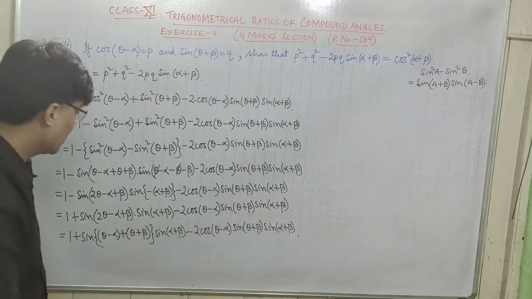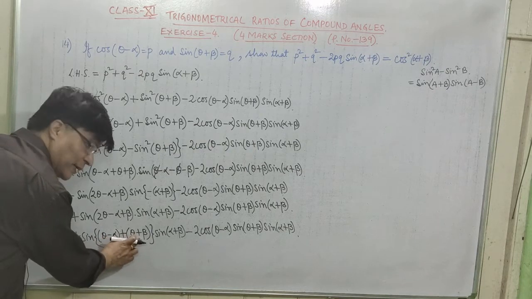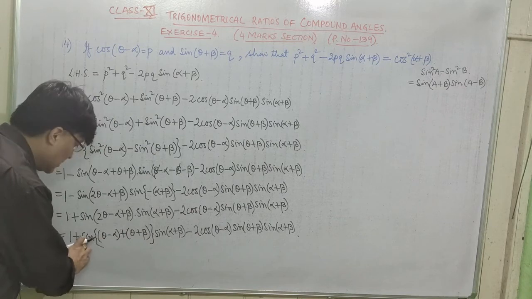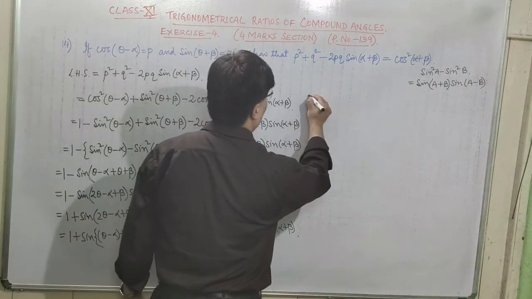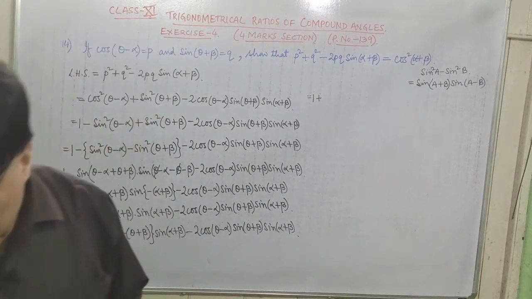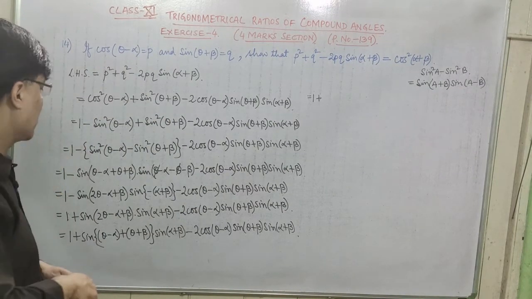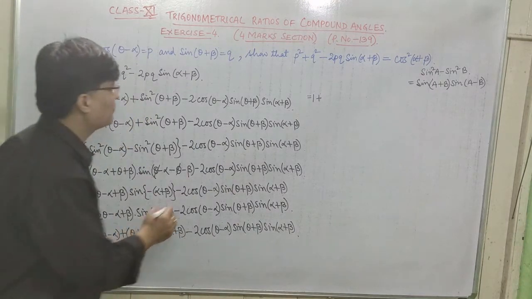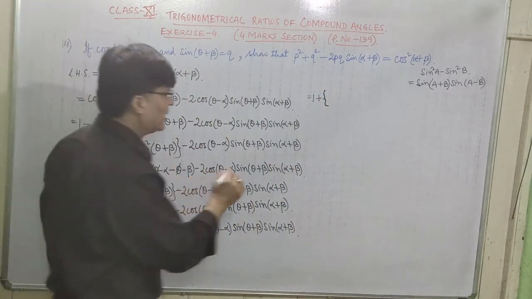Is it understood now? So what is the formula that you can use here? This is sine of a plus b. This theta minus alpha, take it as a. This theta plus beta, take it as b. So this is your sine of a plus b. So let us use the formula, which is equal to 1 plus, within second bracket. What is sine of a plus b? Sine a cos b.